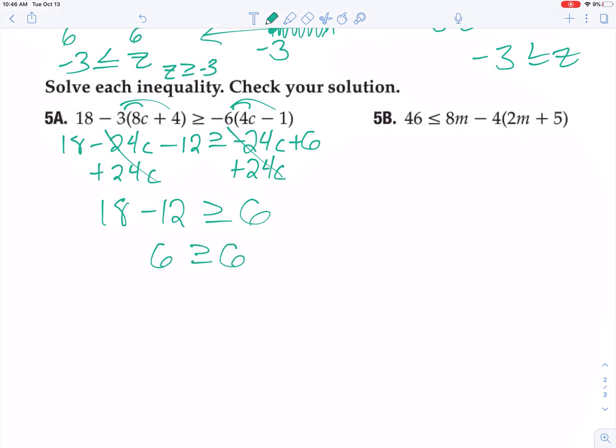So now I have to stop and ask myself, is this a true sentence? 6 is greater than or equal to 6. Now I know you're thinking, well, no, 6 isn't bigger than 6. But that's not what I asked. I said, is 6 bigger than or equal to 6? And it is equal to 6. So this gets to be all reals. And if I haven't shown you this symbol yet, that little symbol means all reals. It's just the shorthand way of writing that.